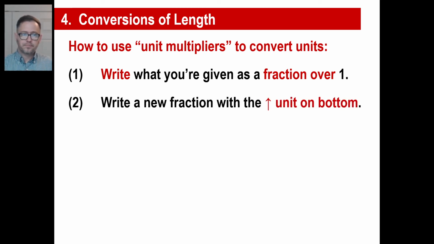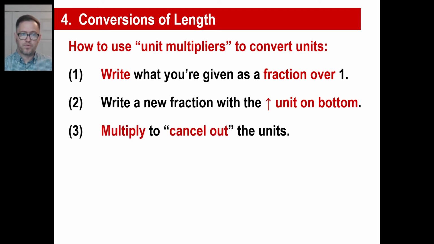Write what you're given as a fraction over 1. Number two, don't forget, you can pause this. Number two is write a new fraction with the unit that you used to start off with on the bottom, all right? Number three, multiply to cancel out the units. In other words, let's say it's feet on the top. You have a new fraction with feet on the bottom, multiply it. So you cross out feet, they go away.